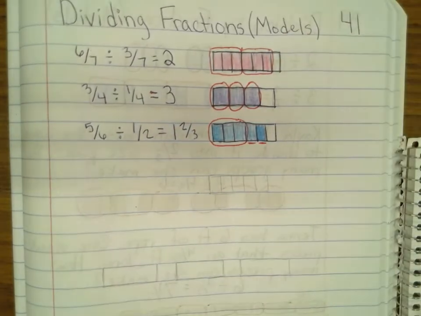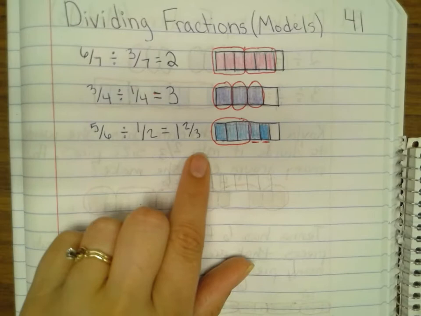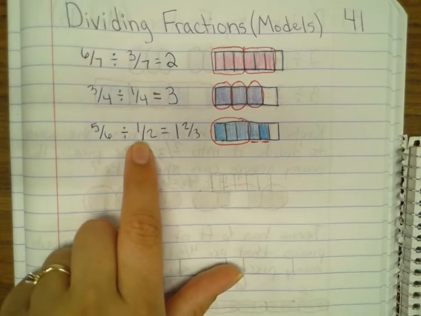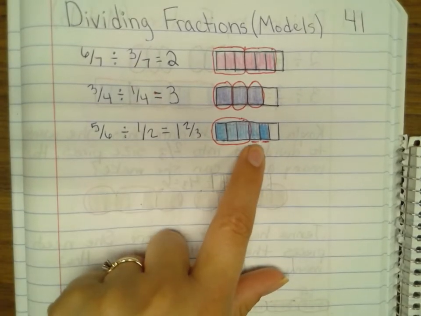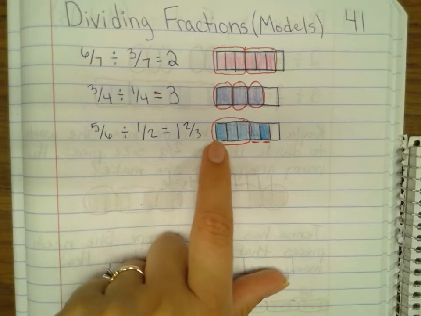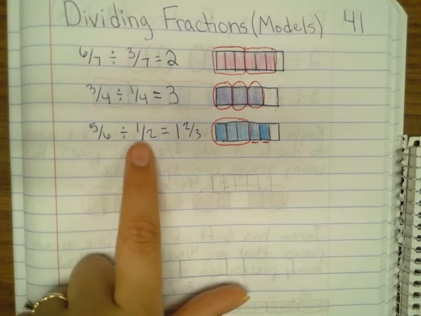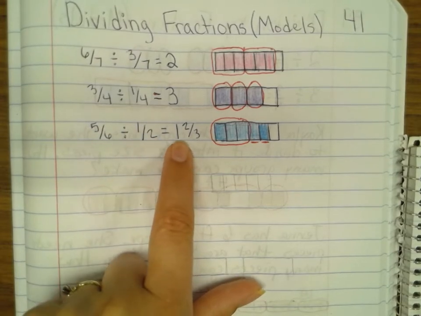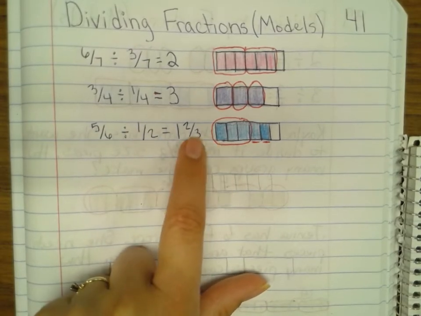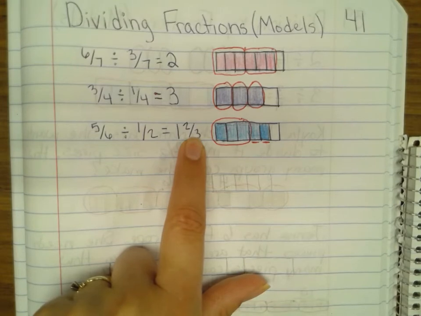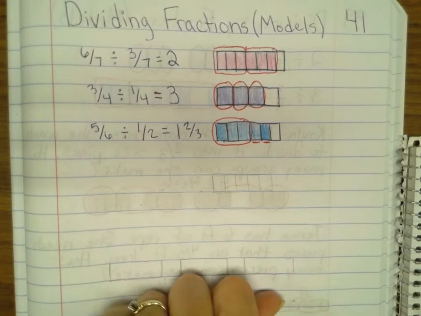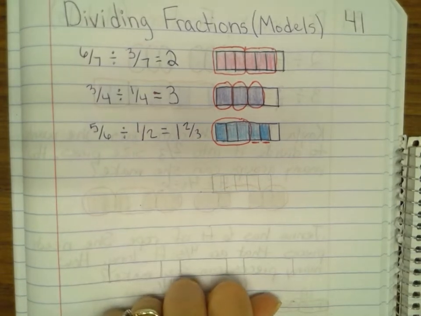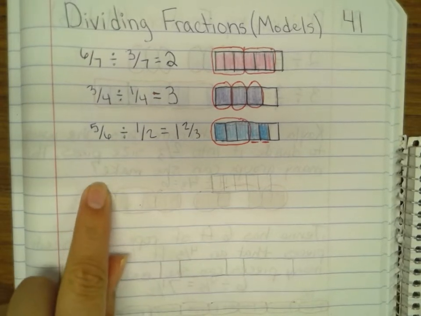Now realize this is not to make a whole unit. I wanted groups of half. 2 of these pieces are left over, and it takes 3 of those pieces to make the group size that I needed. So I have 1 whole group and 2/3 of a group. Okay, these don't always turn out to be whole numbers. Okay, let's try one more.